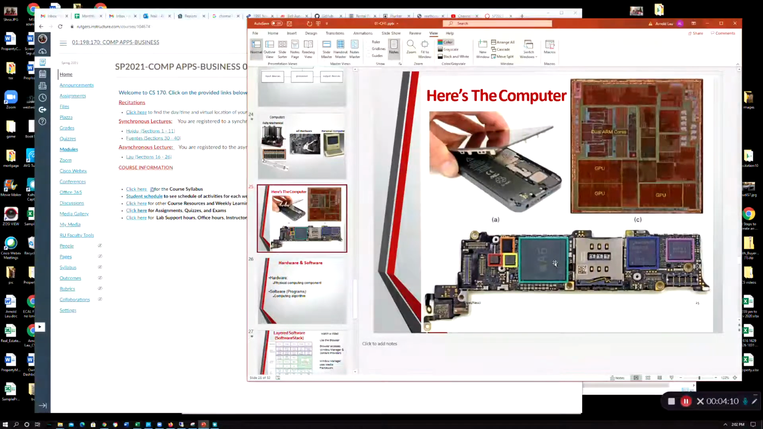Okay, and we'll get into those details later on in the course. But basically, what you need to carry away from this is how things are getting more and more compressed into a smaller space. Okay.